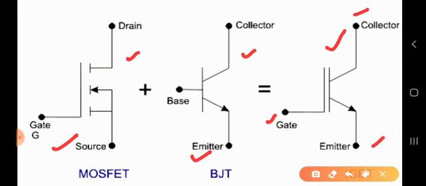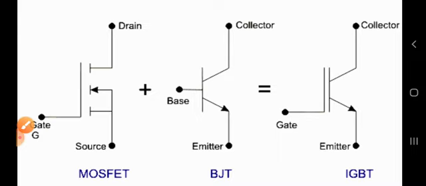Now the IGBT has a structure. How the structure can be designed with the help of the MOSFET, we can go through. So now we will go to the structure of the power IGBT.